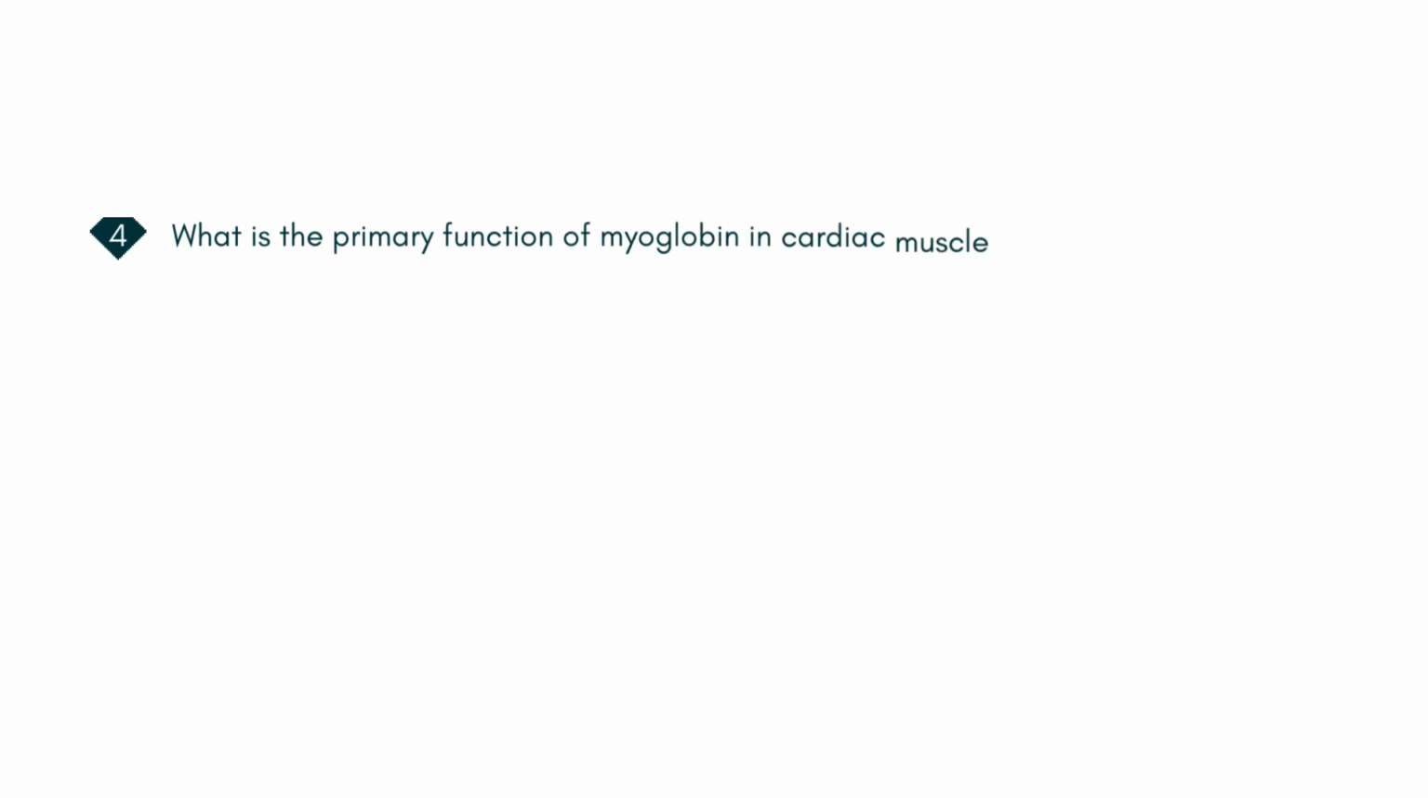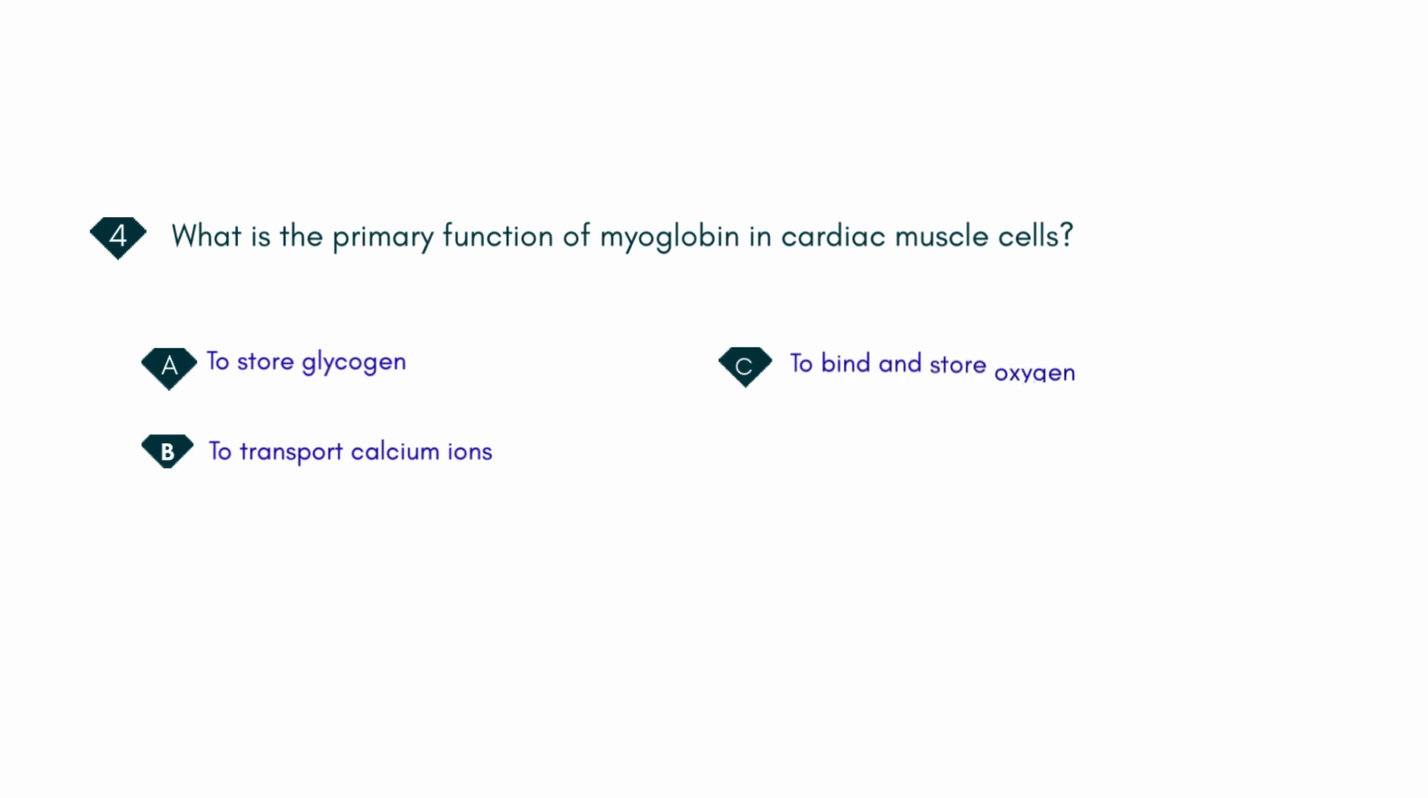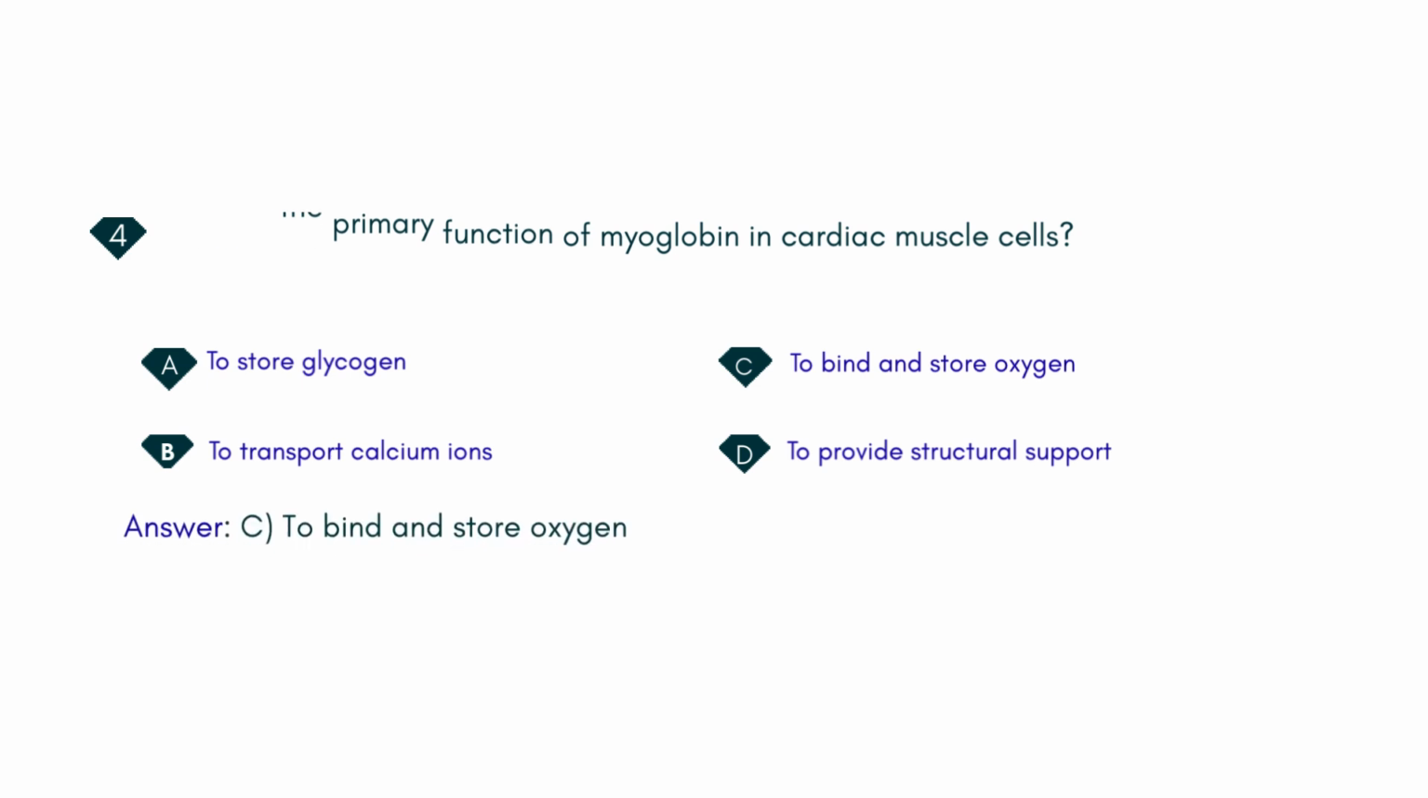What is the primary function of myoglobin in cardiac muscle cells? A. To store glycogen. B. To transport calcium ions. C. To bind and store oxygen. D. To provide structural support. Answer C. To bind and store oxygen.